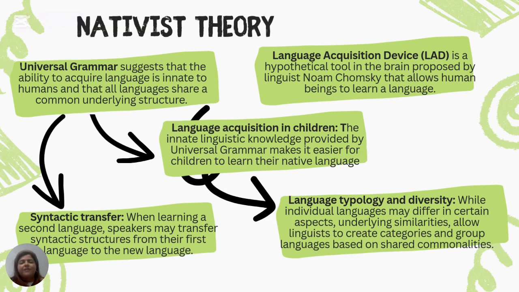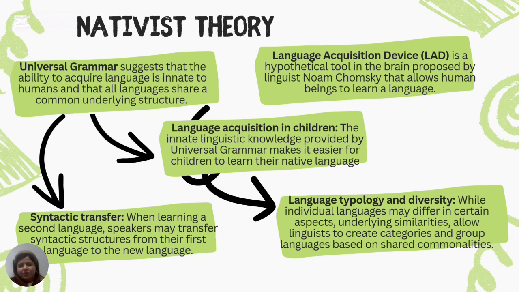In the nativist theory, we can find the language acquisition device, a hypothetical tool in the brain proposed by linguist Noam Chomsky that allows human beings to learn a language. Universal grammar is a theory in linguistics that suggests that the ability to acquire language is innate to humans and that all languages share a common underlying structure.